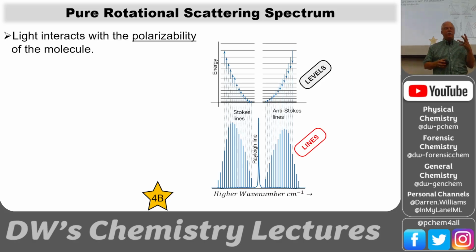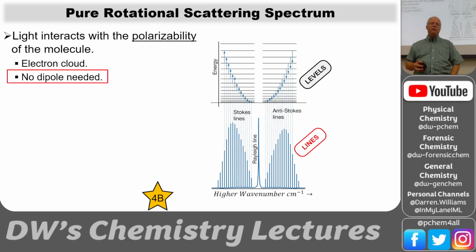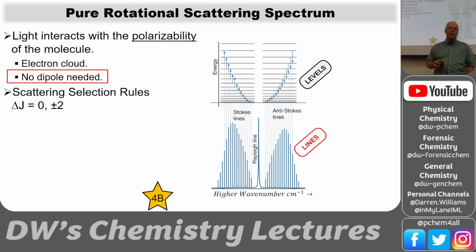So light interacts with the polarizability of the molecule. So it's shaking the electron cloud. The electron cloud is oscillating with the visible light. It's in the range of nanometers of wavelength. And so this oscillating electron cloud would oscillate differently if the molecule were rotating. With the rotating molecule, you get a different kind of oscillation of the electron cloud, and that interacts with the visible light and can scatter that visible light. Okay, so no dipole is needed, and the scattering selection rules are 0 plus or minus 2.